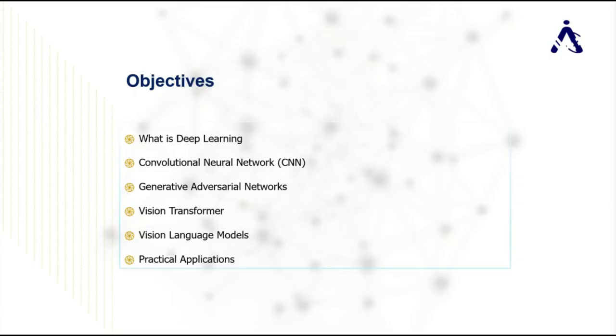Firstly, we look at what is deep learning. Afterwards, we explore models such as convolutional neural network called CNN and generative adversarial network called GAN. We'll be looking at autoencoder, vision transformers, vision language models, and a lot of practical applications in this section. So take a seat and let's see what deep learning really is.